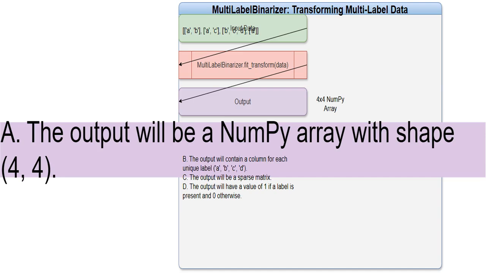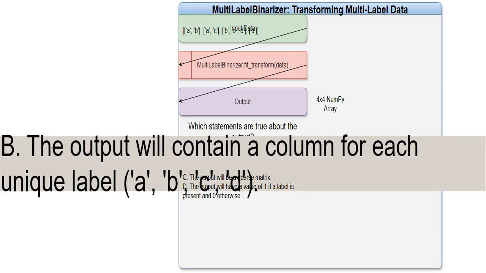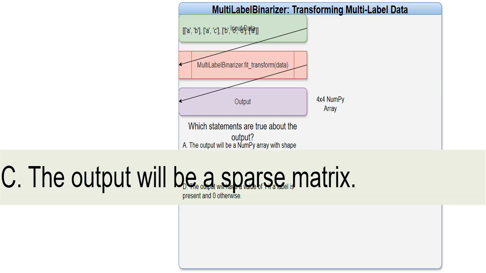This is the first multiple choice option. It proposes that the output will be a NumPy array, a specific data structure in Python, and specifies its dimensions. The second option suggests that each unique label from the input data will have its own column in the output. The third option proposes that the output will be a sparse matrix, a data structure used to efficiently store data with many zero values. Let's see if this is true.